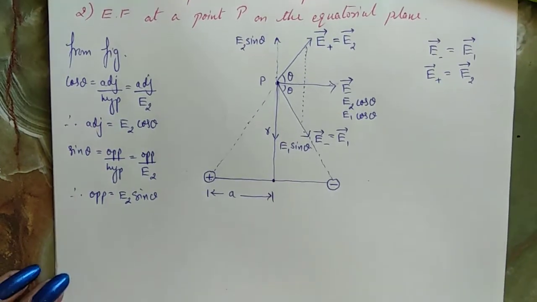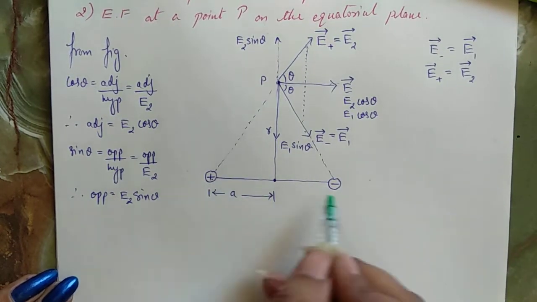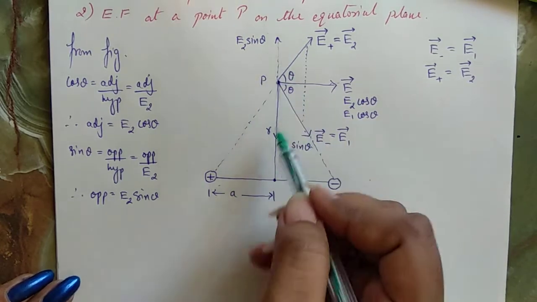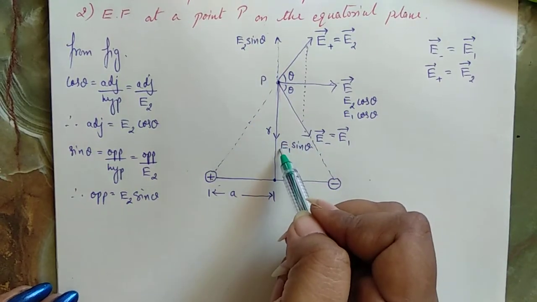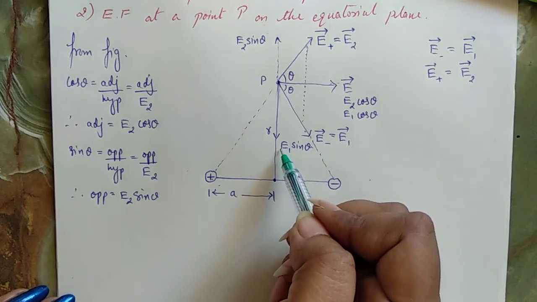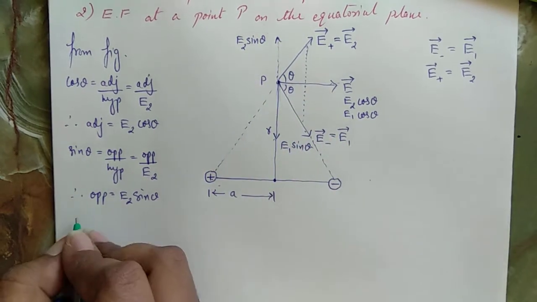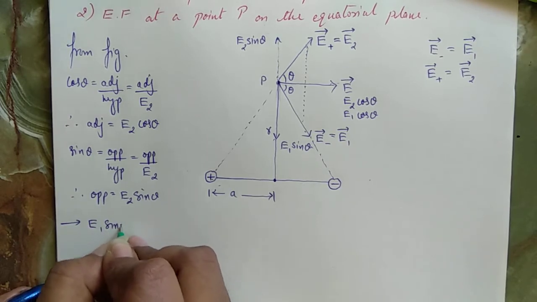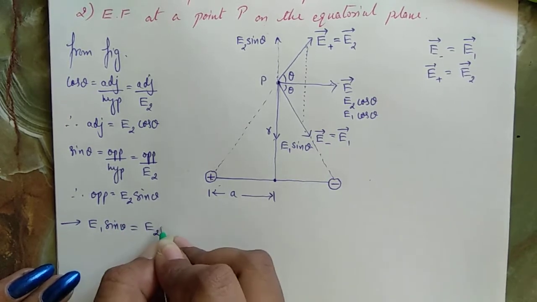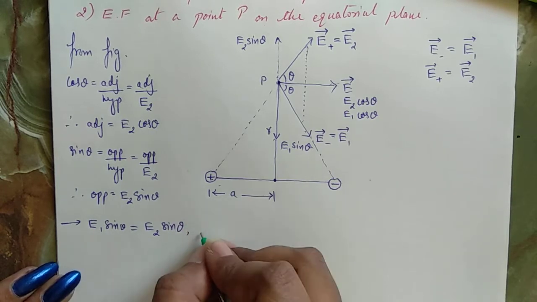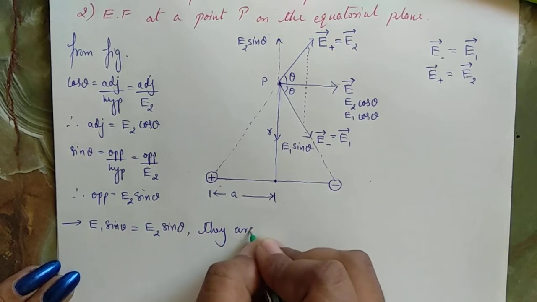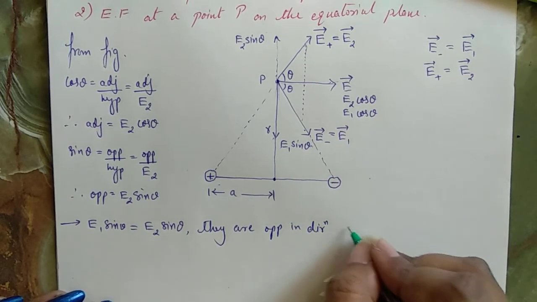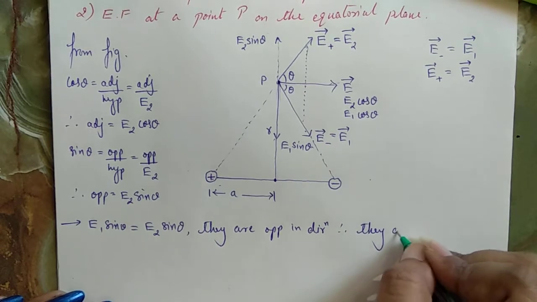Now we know one thing, that in a dipole, both these charges are equal in magnitude. So the components E1 and E2 will be equal in magnitude, and they are opposite in direction as you see from the figure. So we can write here E1 sin theta is equal to E2 sin theta, and they are opposite in direction, therefore they get cancelled off.